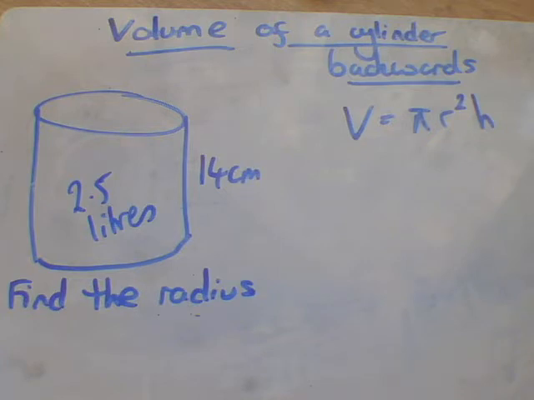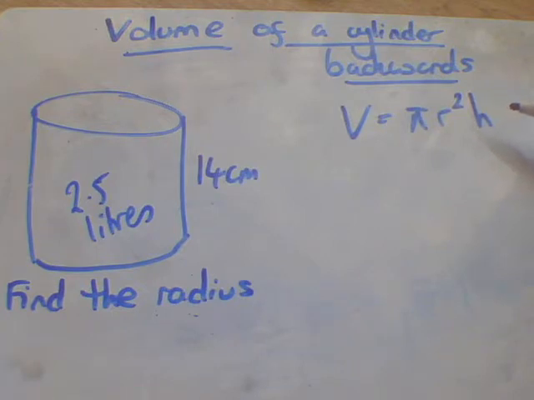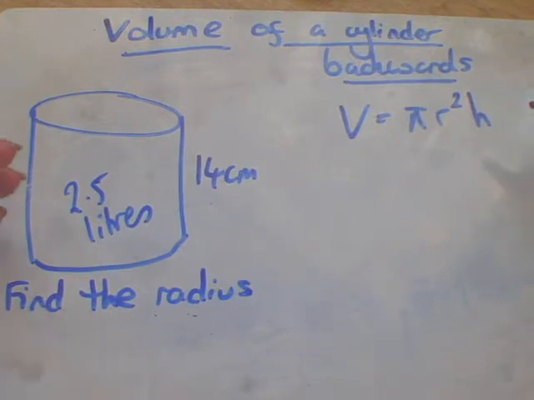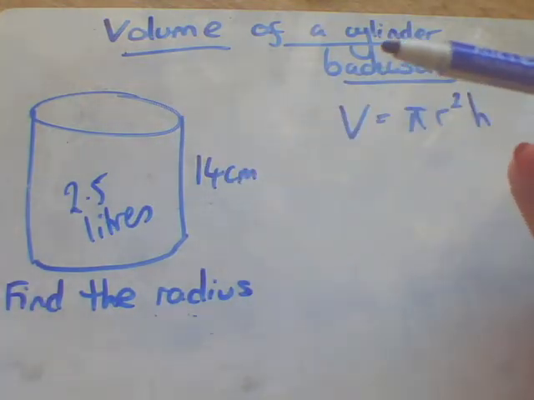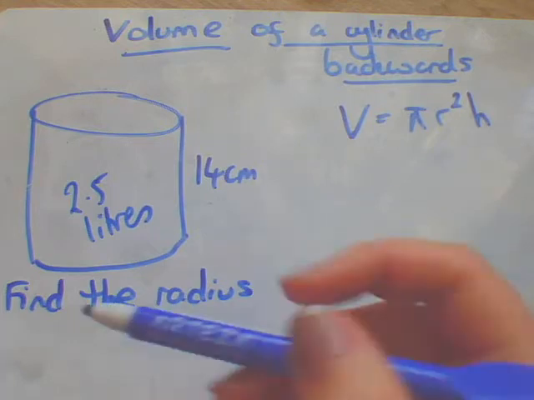So, this is working the volume of the cylinder backwards. We start with our formula, V equals pi r squared h, and we've got a question here. Now, you'll soon notice this is in 2.5 litres, and this is in centimetres, so we're going to have to do a quick conversion before we can start.